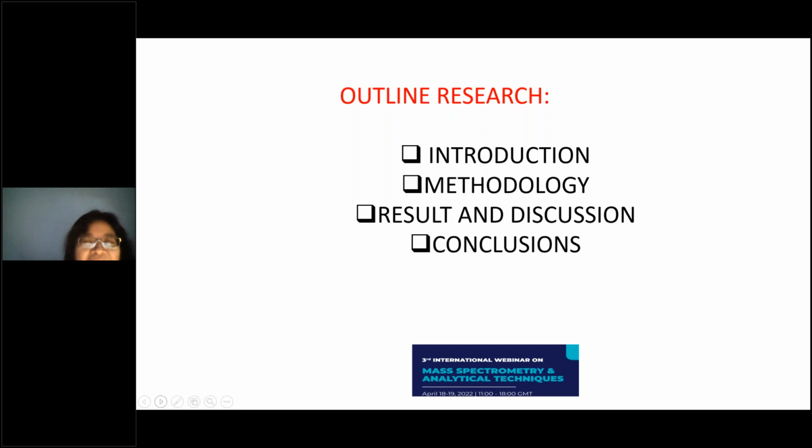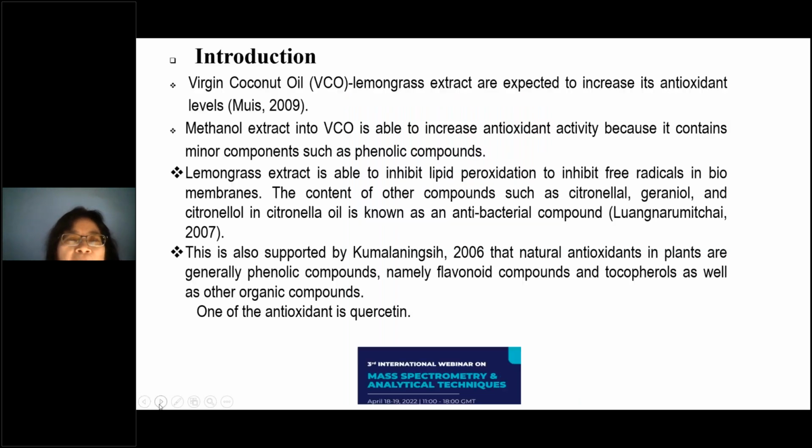That's the outline of the research: introduction, methodology, result and discussion, and conclusion. Then the introduction: virgin coconut oil lemongrass extract is expected to increase its antioxidant level, based on MUIS 2009.